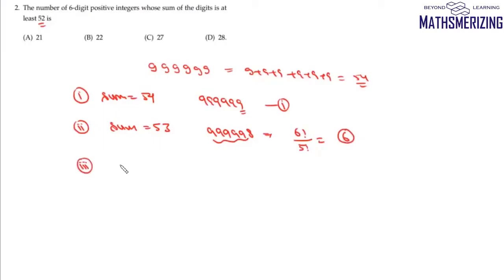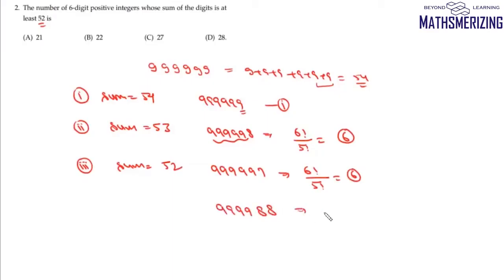And finally, we'll have all the numbers when the sum is 52. Now if the sum is 52, we'll need to remove 2. So either it could be 9, 9, 9, 9, 9 and 7, and here the total number of numbers will be factorial 6 divided by factorial 5, again 6. Or it'll be 9, 9, 9, 9 and then 8 and 8. So here it will be factorial 6 divided by factorial 4, factorial 2, which is simply 15. So the total number of such numbers will be 1 plus 6 plus 6, that is 13, plus 15 is 28, and that's your option number D.